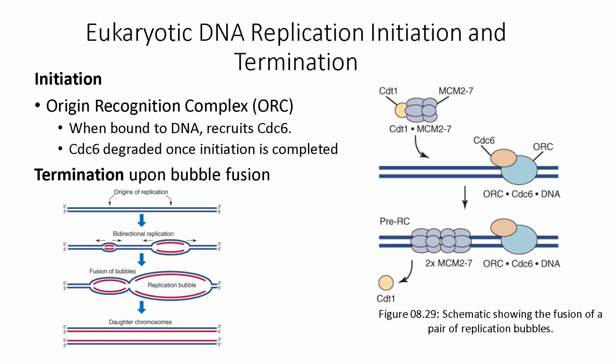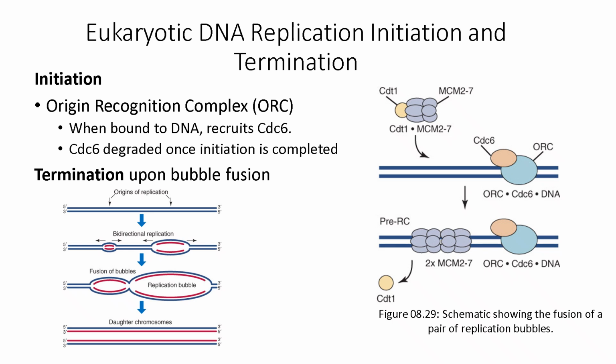Initiation in eukaryotes begins when the origin recognition complex, or ORC, binds to a replication origin. Once in place, ORC recruits additional factors, including CDC6, which helps prepare the DNA for replication. Following initiation, CDC6 is degraded to prevent reinitiation. Termination occurs when 2 replication bubbles meet and fuse.